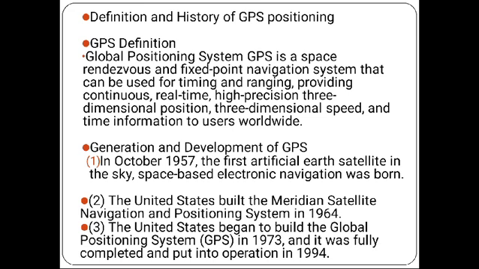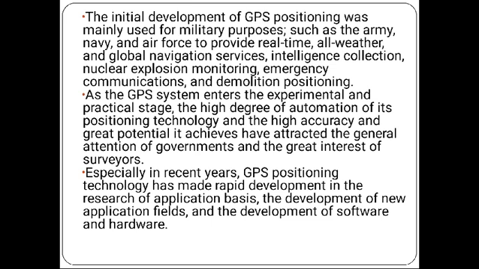Generation and development of GPS. In October 1957, the first artificial Earth satellite went into the sky and space-based electronic navigation was born. The United States built the Transit satellite navigation and positioning system in 1964. The United States began to build the Global Positioning System in 1973, and it was fully completed and put into operation in 1994. The initial development of GPS positioning was mainly for military purposes, such as the Army, Navy and Air Force, to provide real-time, all-weather and global navigation service, intelligence collection, nuclear explosion monitoring, emergency communication and demolition positioning.